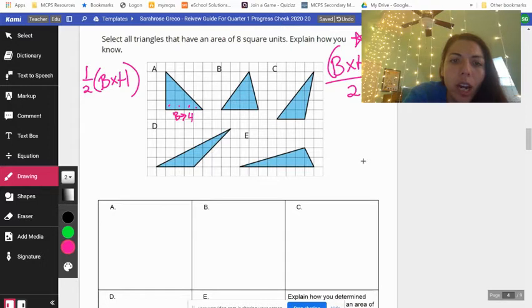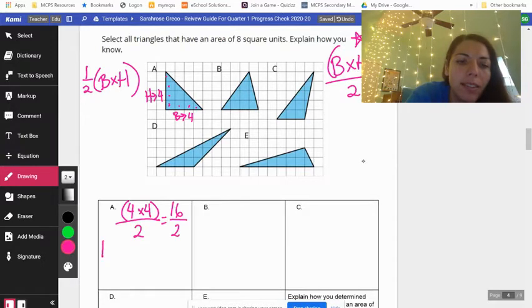Base is 4. Height is 1, 2, 3, 4. Height equals 4. Okay, so again, I'm going to plug in our formula. I'm going to do 4 times 4 divided by 2. 16 over 2 becomes 16 divided by 2.